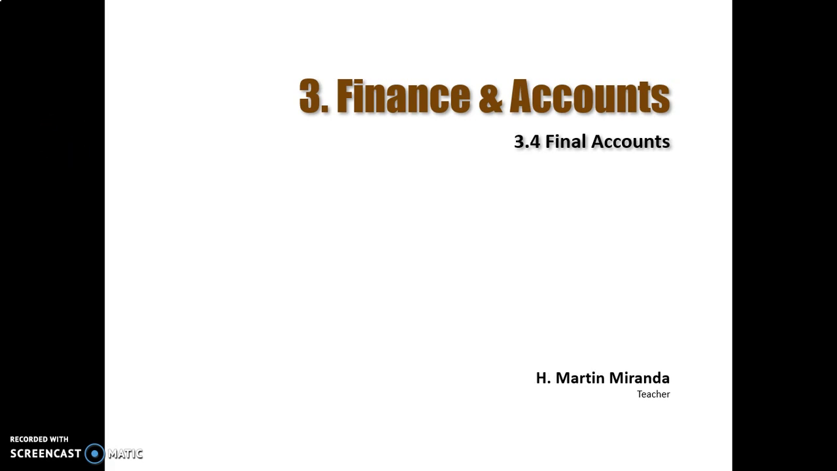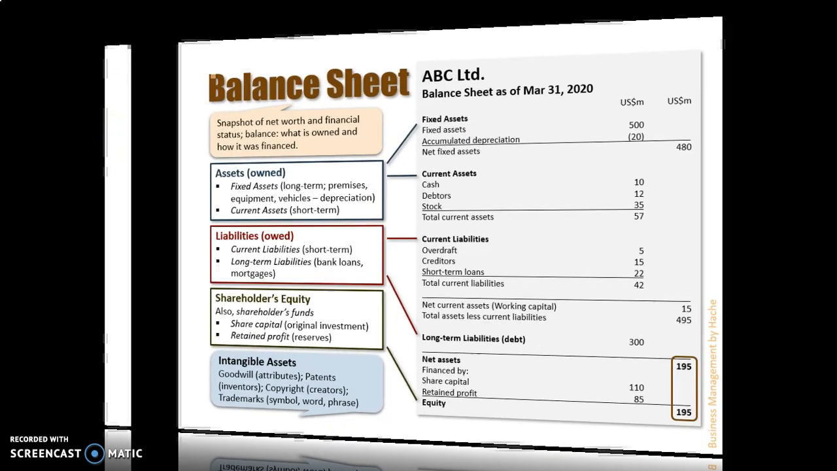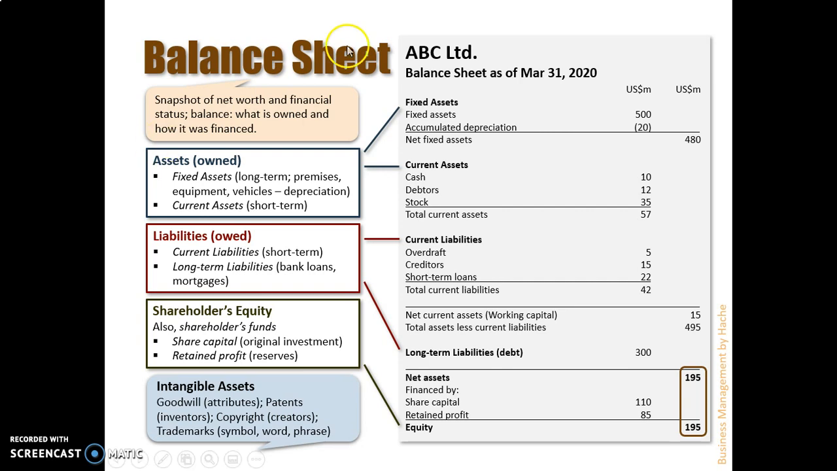This is part 3 and last of Final Accounts, chapter 3.4. In our previous video, in part 2, we presented the balance sheet and explained each of the parts of the document and how to elaborate a proper balance sheet. Now we are going to talk about this specific aspect that I mentioned. It belongs to the higher level of the IB Business Management Program, which is the depreciation.